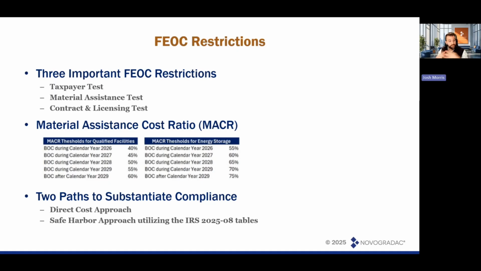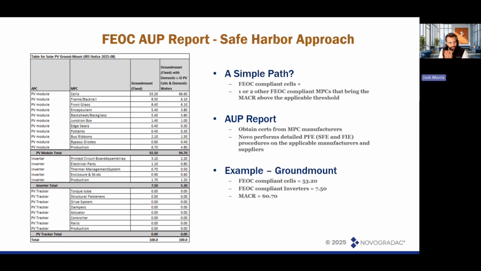Okay, so similar to domestic content, there's 2 paths to substantiate compliance. You have the direct cost approach, which is the more complicated one, where you have to actually obtain the cost for every manufactured product component, and then also understand the FEOC compliance of that manufacturer. Let's focus on the easier path for this one, the safe harbor approach, where OB3 has identified that we can utilize the IRS 2025-08 table. So let's go to the next slide, Kleber.